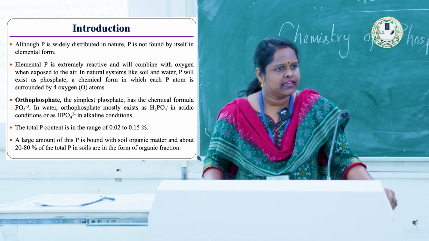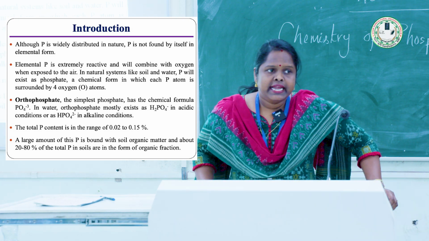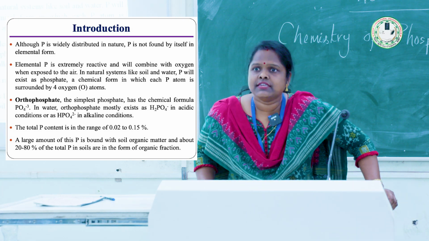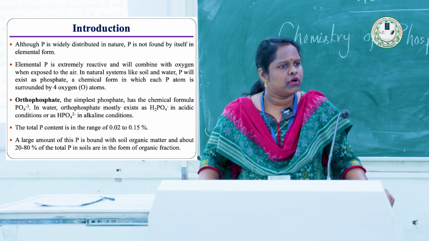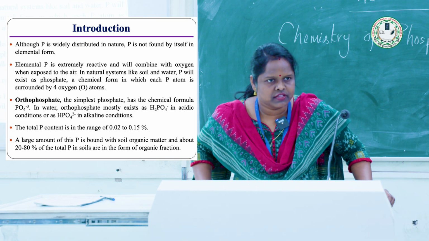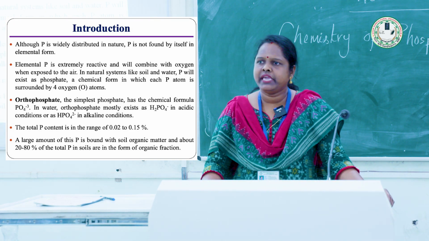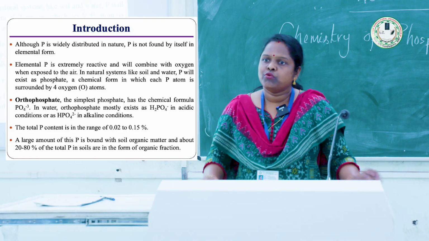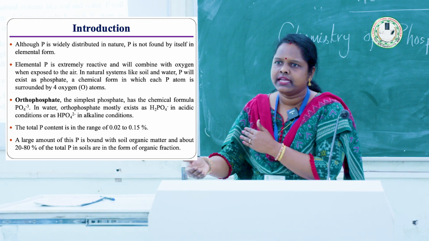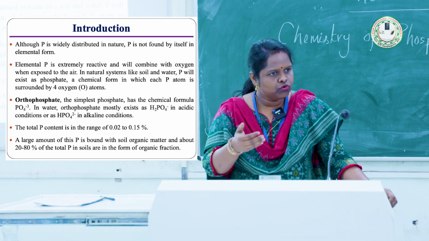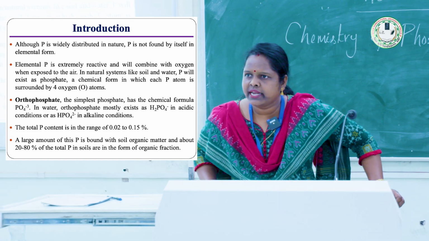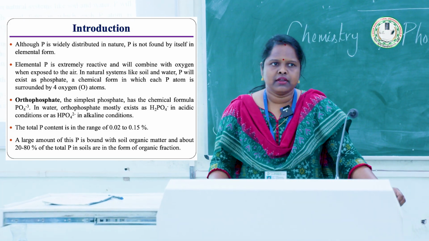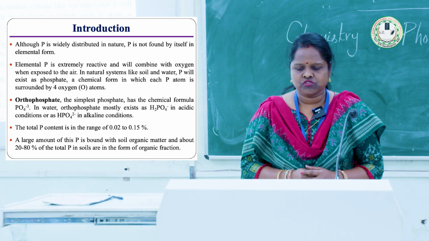We all know it is widely distributed in nature, but it doesn't exist in elemental form. It always combines with 4 atoms of oxygen, meaning it is available in PO4 minus form, that is called orthophosphate. And when it goes to the soil solution phase, it is available to the root zone, available to the crop system in the form of H2PO4 minus and HPO4 2 minus. It depends on the pH of the soil.